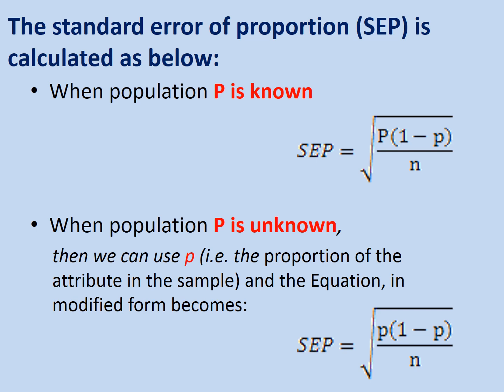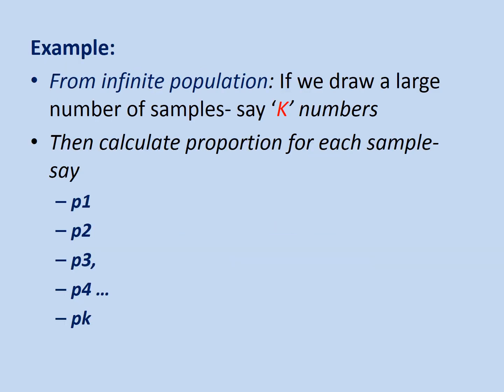So let's understand in more detail with the help of an example. From an infinite population, if we draw a large number of samples, say k samples, and each time we calculate the proportion for each sample. For the first sample the proportion is p1, for the second sample p2, for the third sample p3, for the fourth sample p4, and for the kth sample pk.